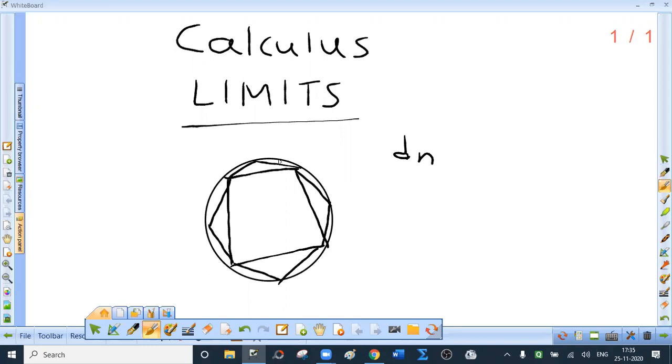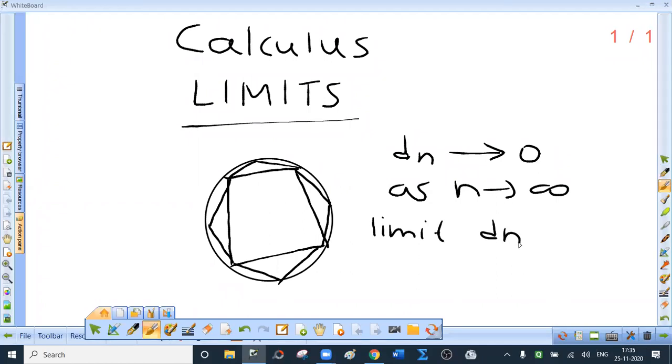See, I'm writing dn. What does this mean? Will you say dn equals 0? No. You have to read this as dn tends to 0 as n tends to infinity. So if you increase the number of sides of the n-gon inscribed in the circle, the difference between areas approaches 0. So 0 is the limiting value of dn as n approaches infinity. We write this as the limit of dn as n approaches infinity equal to 0.